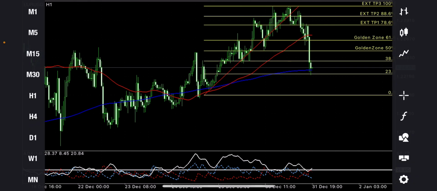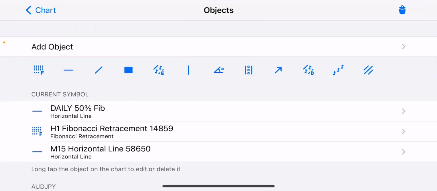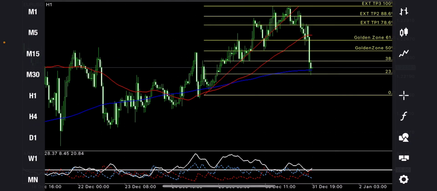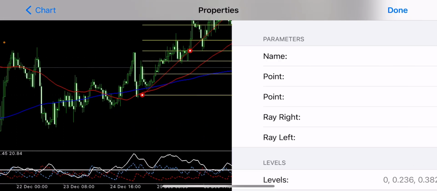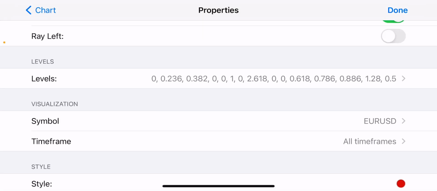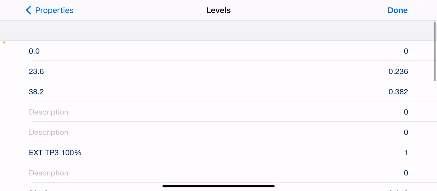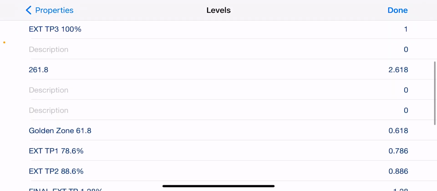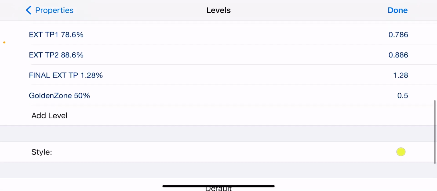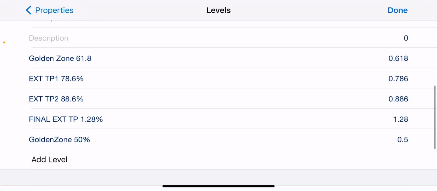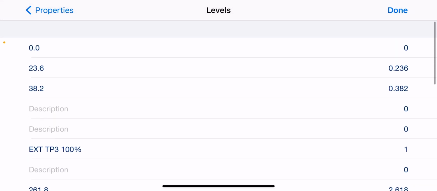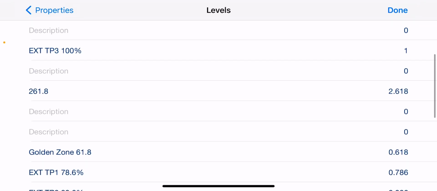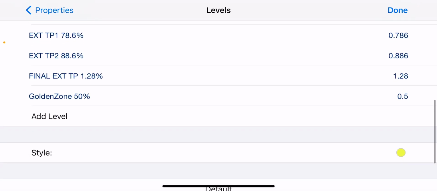All right? If you want to look at my Fibonacci settings, let's go to the Fibonacci settings so you can see for yourself. Here's my levels. That's my Fibonacci levels right there. As you can see, those are my Fibonacci levels. So go ahead and record that, rewind that, do what you want to do. Chart down my Fibonacci levels right there. Those are my settings.